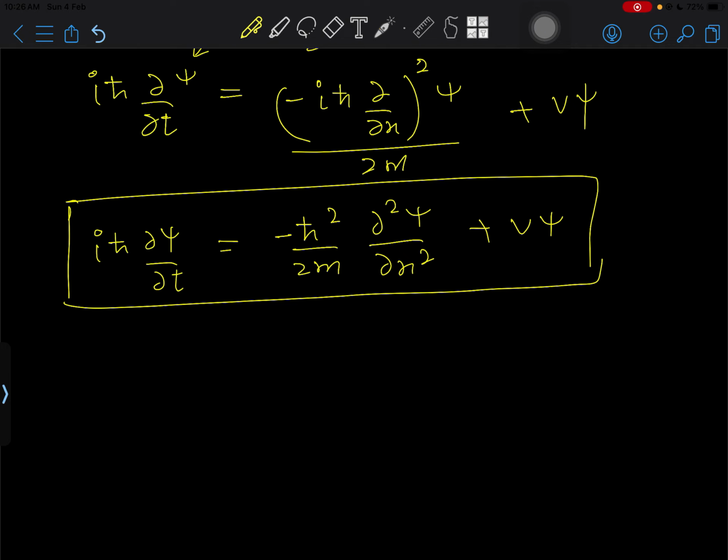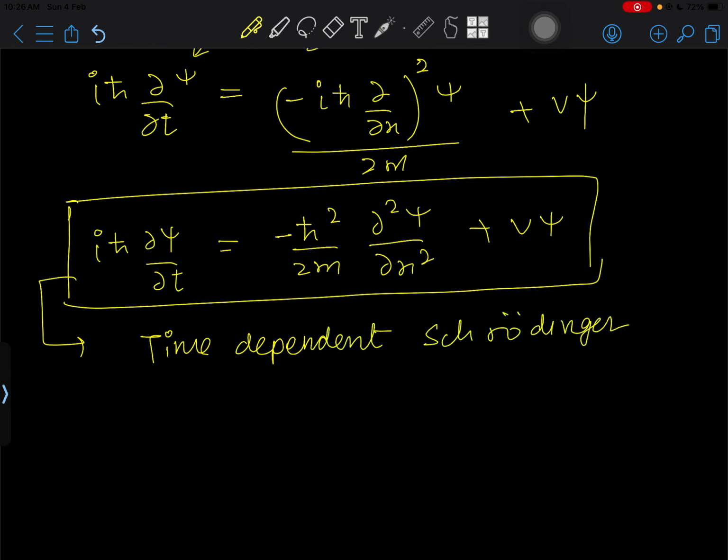And here we can see very clearly that it depends upon the time t. So this particular equation can be considered as the time dependent Schrodinger wave equation. Okay, so the time dependent Schrodinger wave equation is the equation where the wave function explicitly depends upon the time t. So this is the time dependent Schrodinger wave equation.